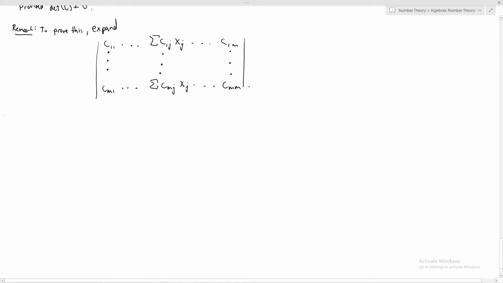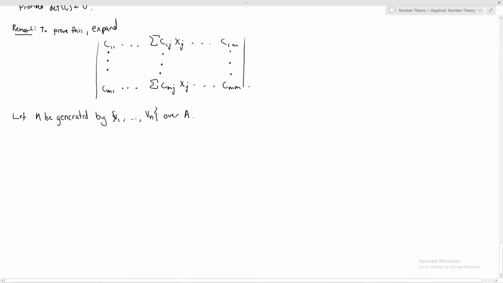So let's say I have generators for M. Let M be generated by, let's say, V1 through Vn over A. So I know by assumption M is finitely generated.